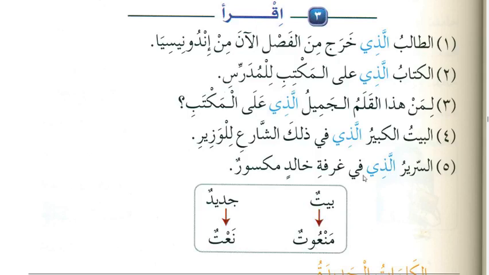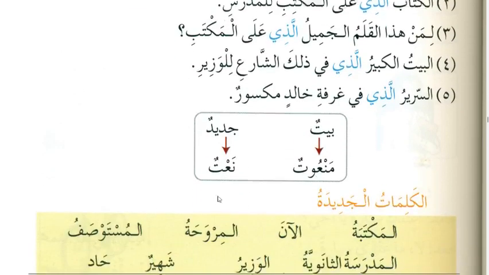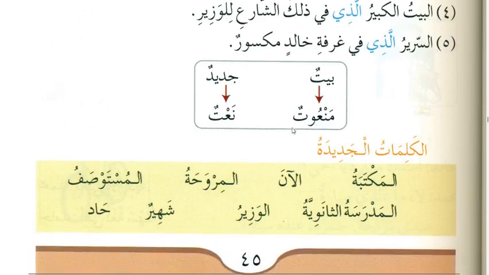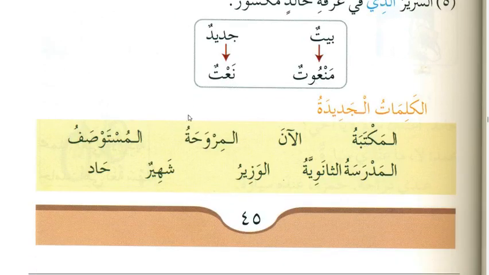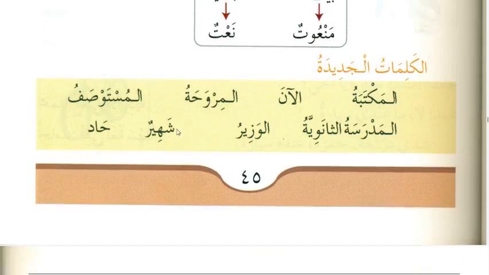The bed which is in the room of Khalid is broken. So you see first word is manut and second word is nat. Al-Kalimatul Jadida. You need to write their meaning as your homework.